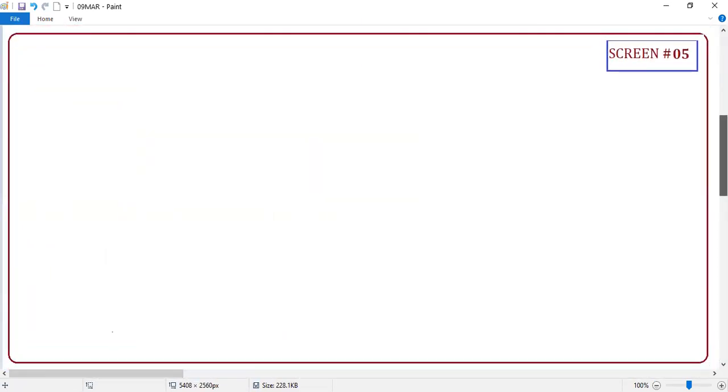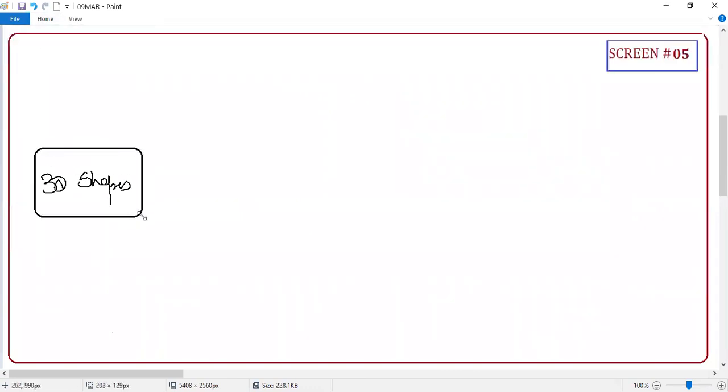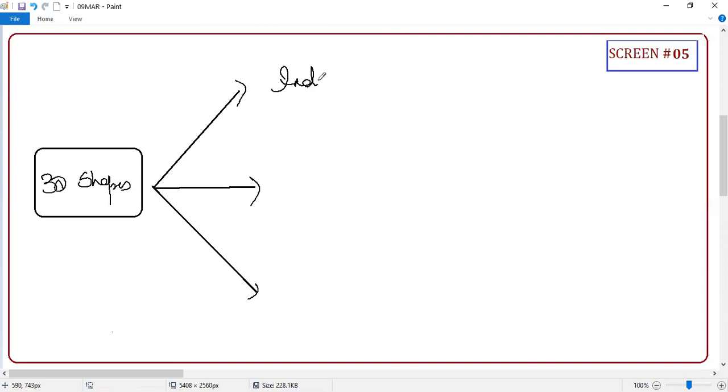Sir, what are we learning, sir? What are we learning in the 3D shapes? What are you going to learn in 10th? These things. Guys, under 3D shapes, you are going to learn 3 different things. One is how to measure the individual areas, individual surface areas and volumes.